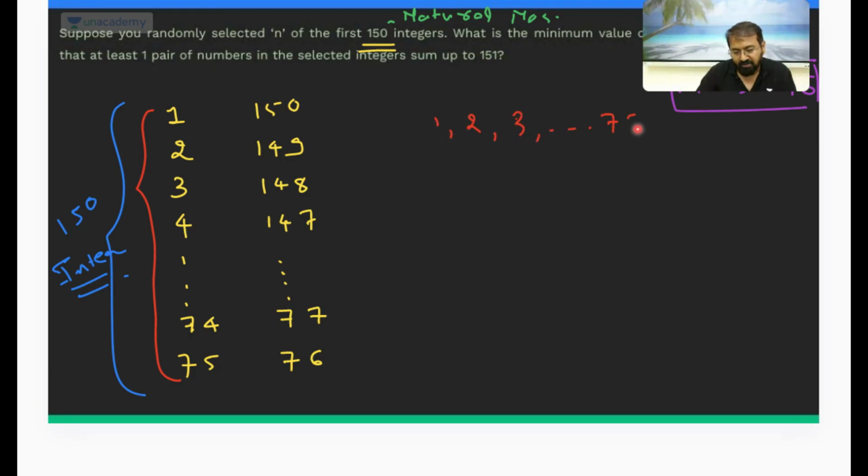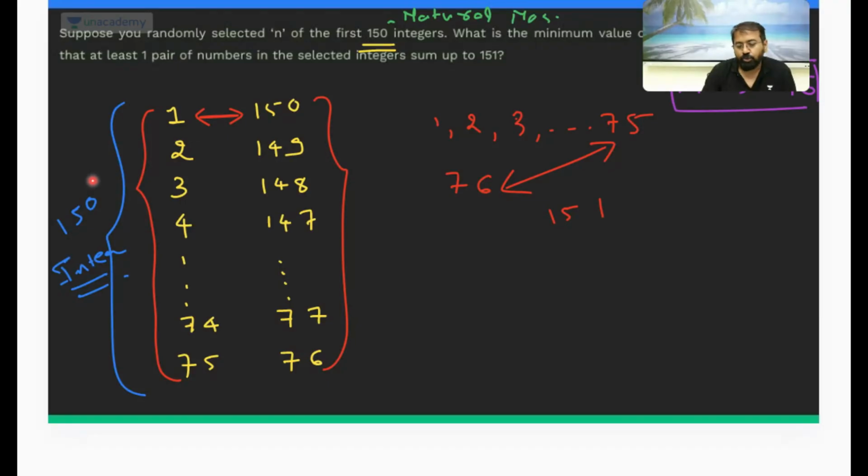Now if I pick these 75 integers, 1, 2, 3 up to 75, and then pick any one more integer, suppose I have taken 76, can I say these two will add up to 151? Because ultimately, this pair is going to add up to 151, this pair is going to add up to 151, this pair too, and so on and so forth.